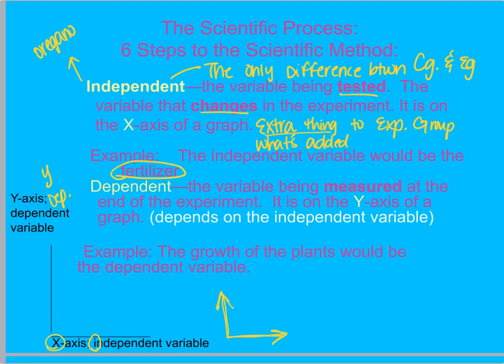Now, the dependent variable, this is where people tend to get messed up. They want to make the dependent variable the control group. That is not the case. The dependent variable is what you measure at the end of the experiment. So at the end of the experiment, I'm going to measure the growth of the plants. Usually, you also might say height. I didn't spell that right. I'm a little tired.